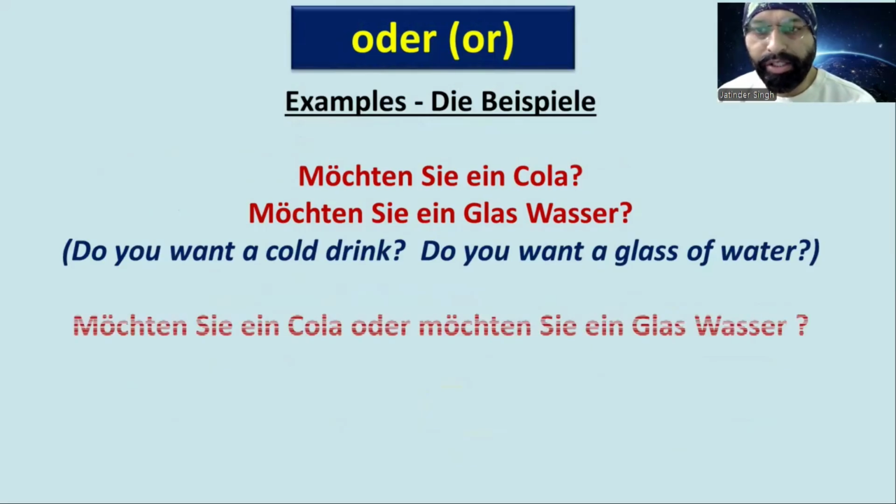Now I combine these two sentences. Möchten Sie ein Cola oder möchten Sie ein Glas Wasser? So I have used this conjunction oder in between. And one more thing I would like to convey: when the subject is the same in both clauses, you need not repeat it.